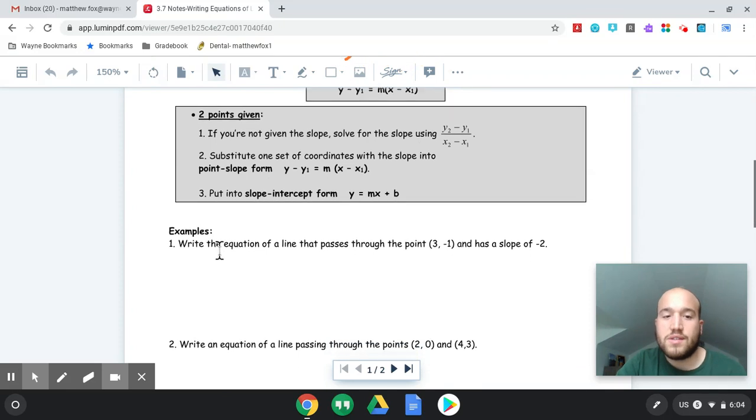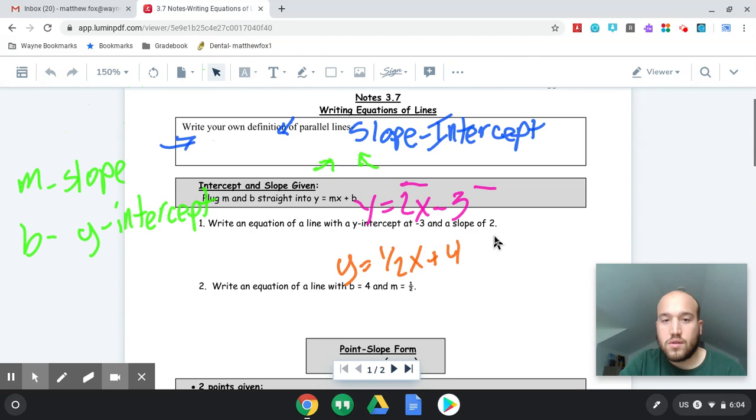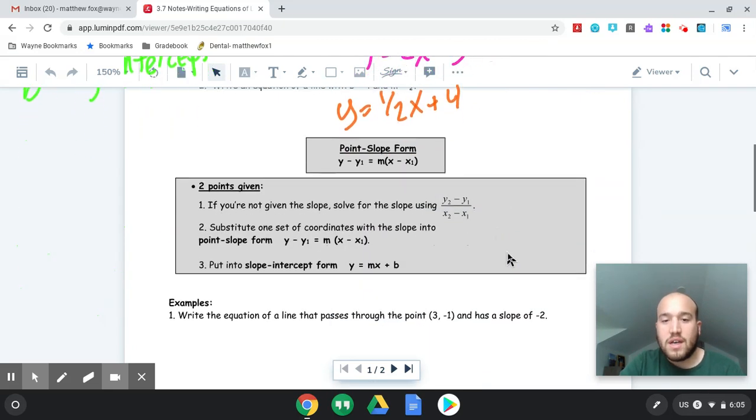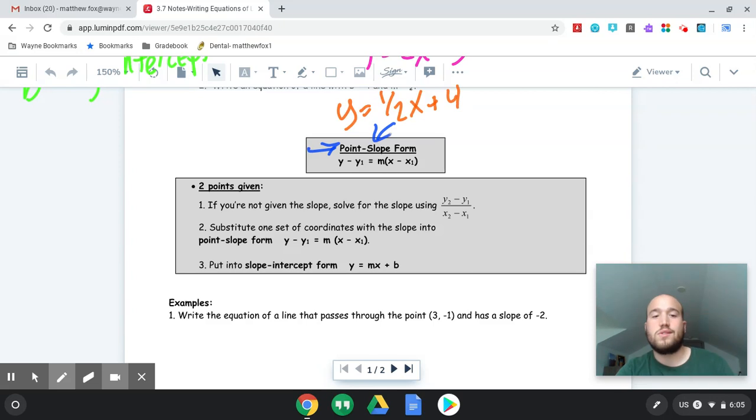Here, example 1. Eventually we'll figure out what to do if we are given 2 points instead. Example 1 says, write the equation of a line that passes through the point (3, -1) and has a slope of -2. So once again, we are given the slope. For slope-intercept, we need the slope and the intercept. We don't know what the intercept is. However, we have the slope and a point. So point-slope: point and slope, we are given both of those. So this is the time to use that equation.